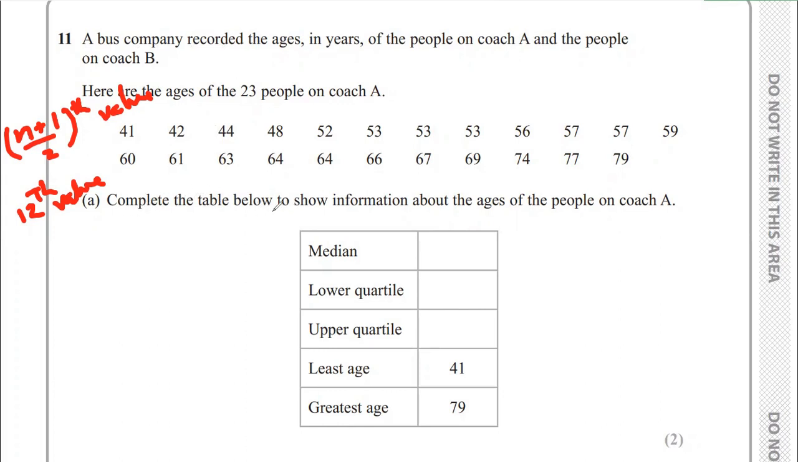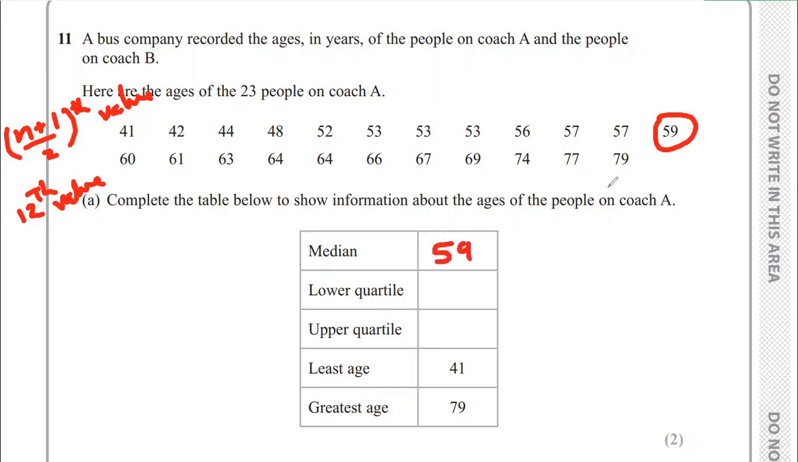Complete the table below to show information about the ages of the people on coach A. For median, what we do is n plus 1. There are 23 values, so 23 add 1 is 24, divided by 2 is 12. The 12th value will be the median. And as the data is ordered, life is easy now. The 12th value is there because there are 11 values before 59 and 11 values after that. So my median is 59.